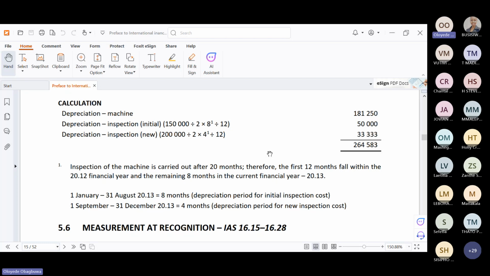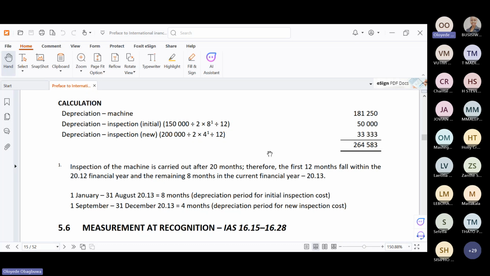Now, the depreciation of the new inspection will cover the remaining 4 months. So the new inspection cost is 200, divided by 2 multiplied by 4, the remaining 4 months, then you have 33,300.